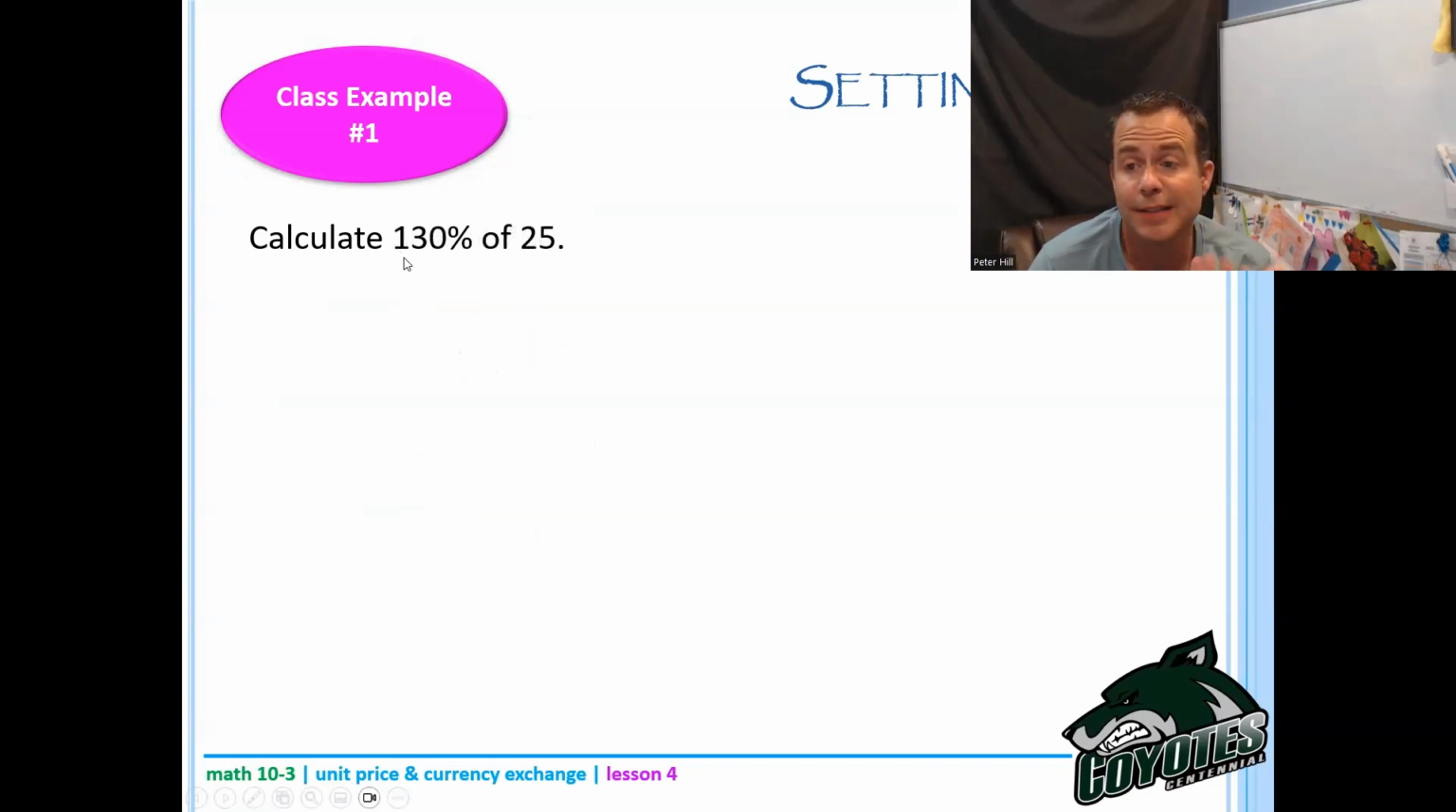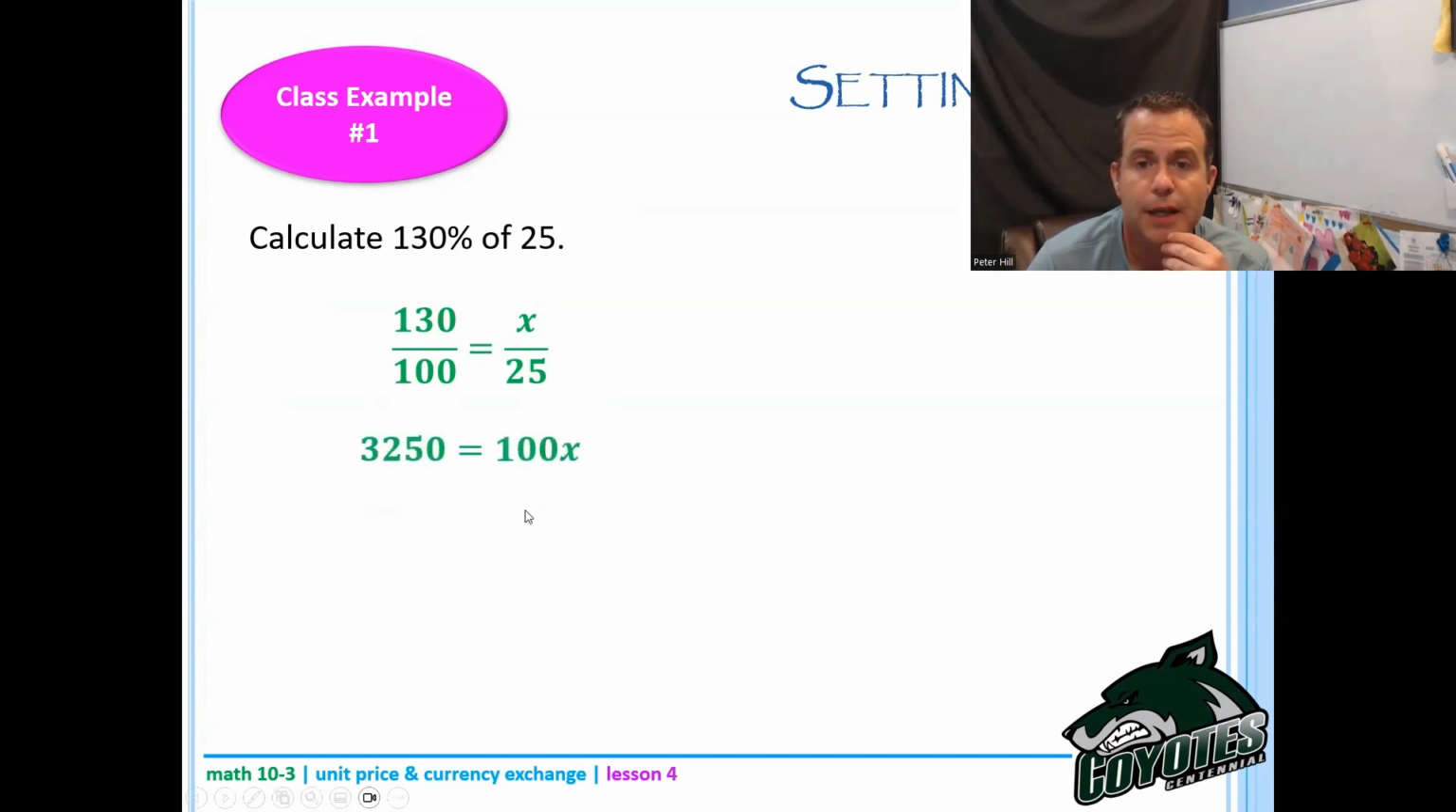130% of 25. Same thing, 130% is 130 over 100. And then it says of 25, that means of is the total population, so it goes on the bottom. And then we're ready to do this again. We're going to multiply the 130 by 25, and we're going to multiply the 100 by x. So that's going to give me 3,250 equals 100x. And then I'll divide by 100 and get 32.5. Okay, 32.5 is my x there.